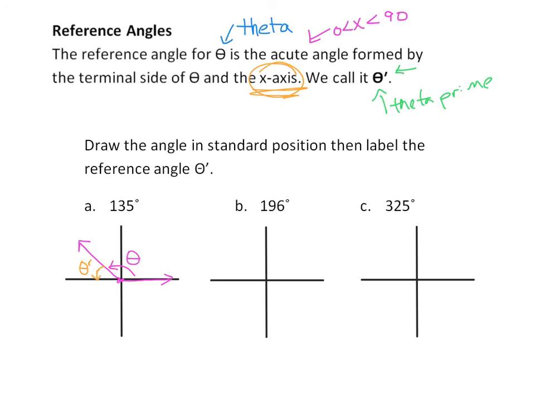Again, created with the terminal side of the original angle and this x-axis. So this is theta prime. It is our reference angle. Try the other two and then check to see how you did. Okay. Here are the answers for theta prime. See how you did. Let me know if you have any questions.